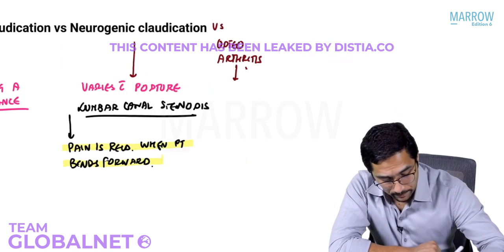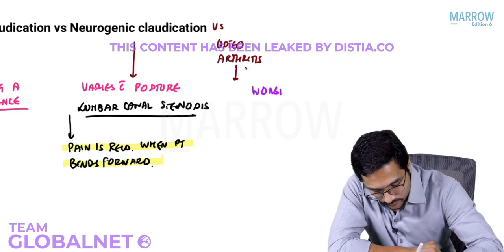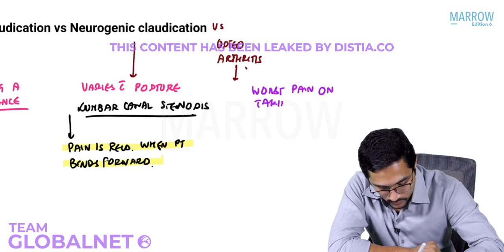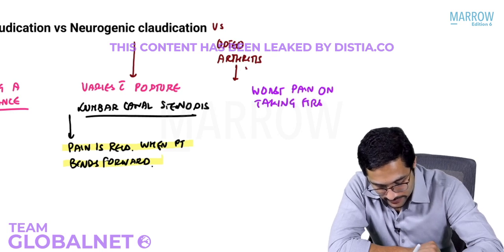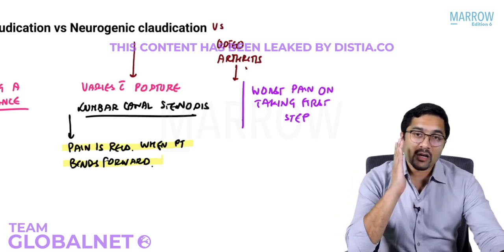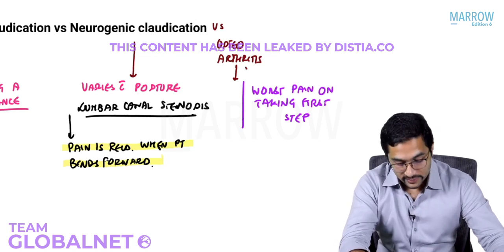Osteoarthritis, pain is worse on taking the first step. On taking first step, that is when the patient will have worse pain. So this is how clinically we can differentiate these 3 conditions and you should know it for your exam as well.